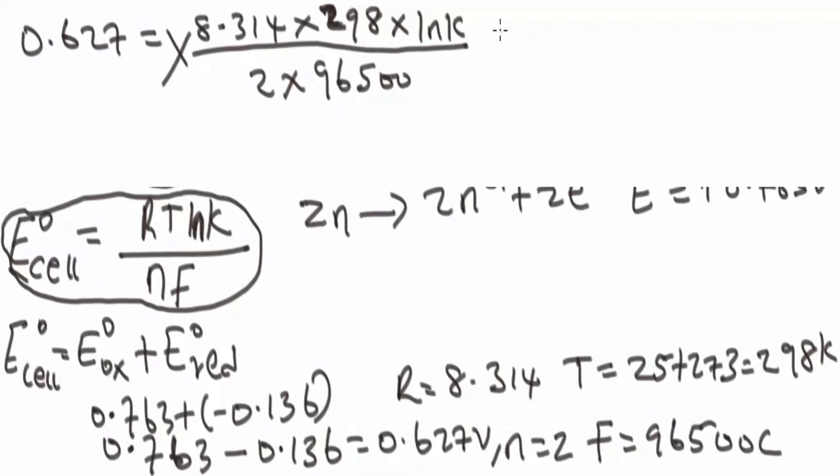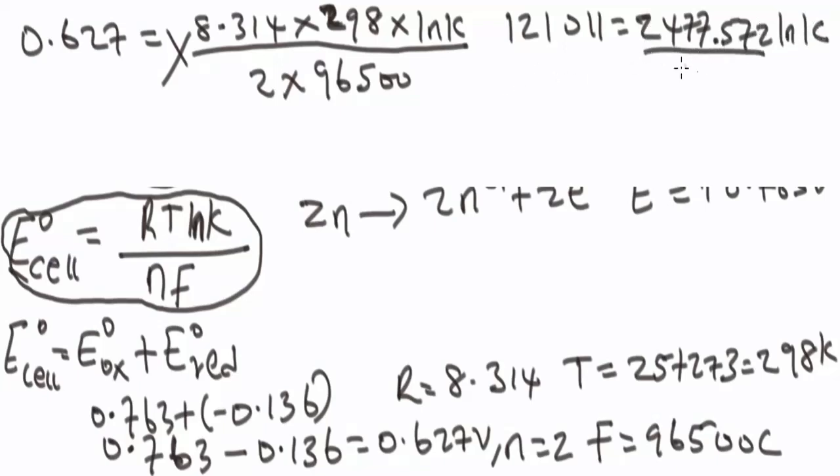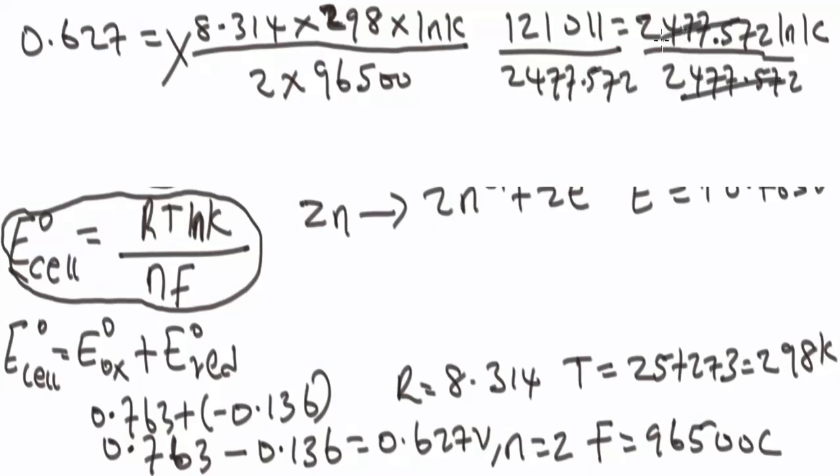Let me punch it in my calculator. Okay, so you're going to have 121,011 equals, let me punch 8.314 times 298 with my calculator. Okay, so it's going to give 2,477.572 ln K. Okay, so you divide both sides by this value, 2,477.572. This will cancel this, right?